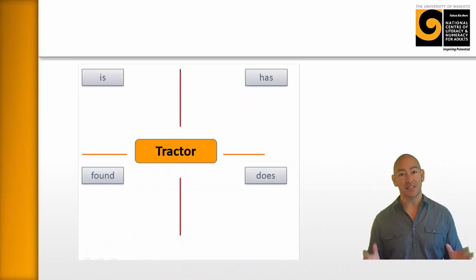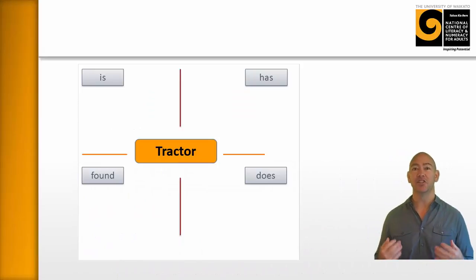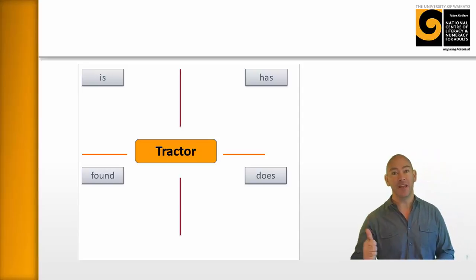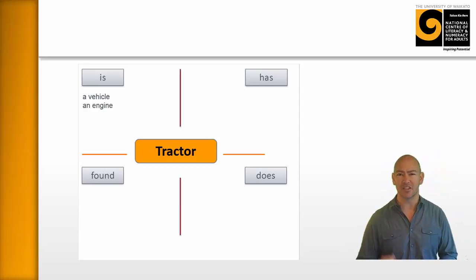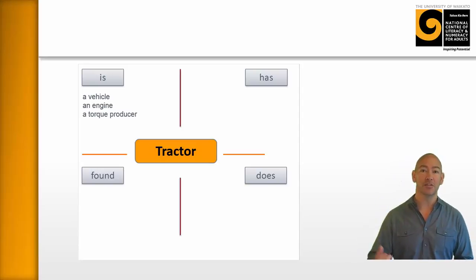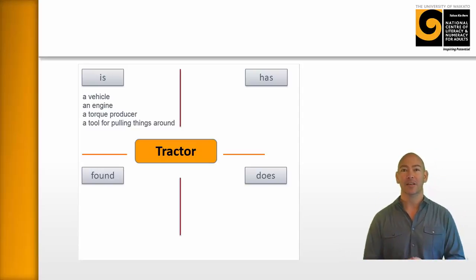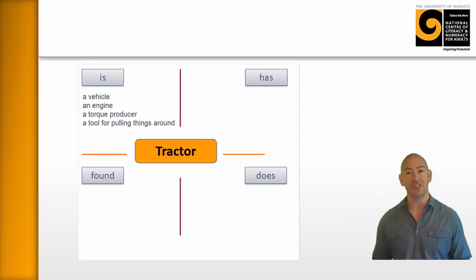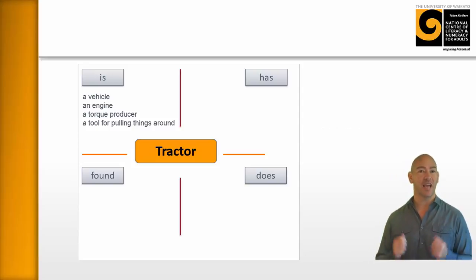Here were some ideas that some learners put down when they were asked to generate some ideas about what a tractor is. They said a tractor is a vehicle, is an engine. Somebody said it's a torque producer. Somebody said it's a tool for pulling things around, a mechanical vehicle. Great, that's all we need for now. Let's put that there.